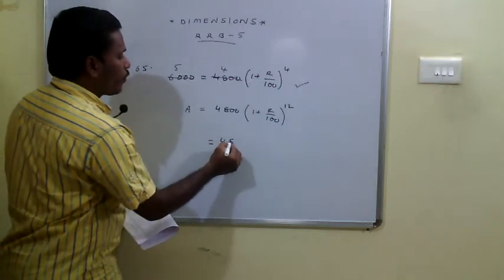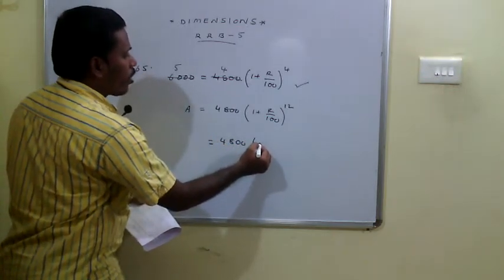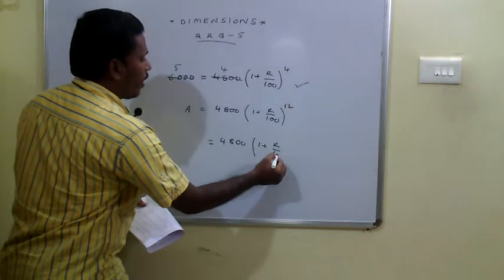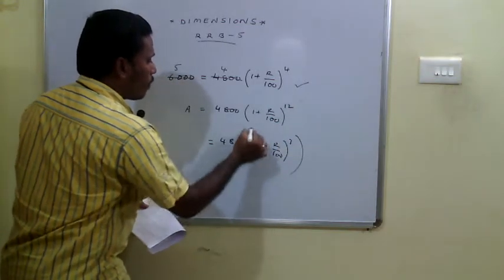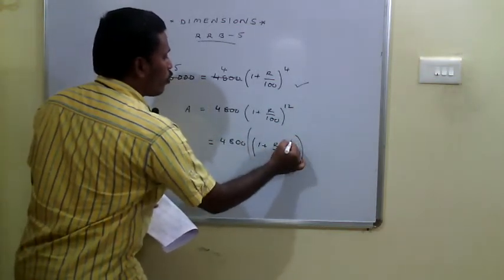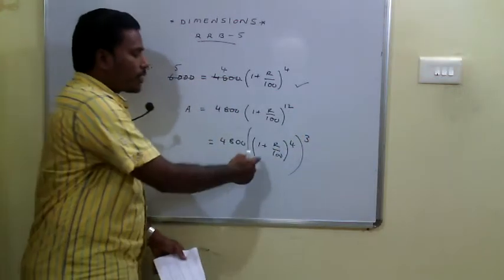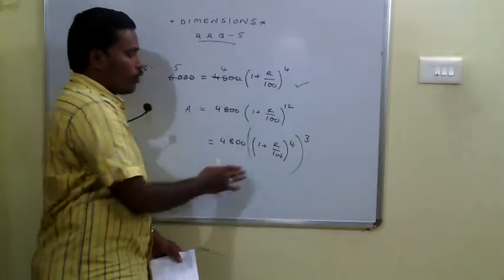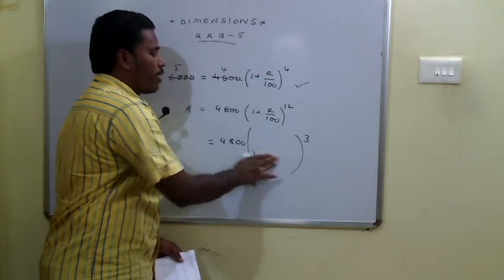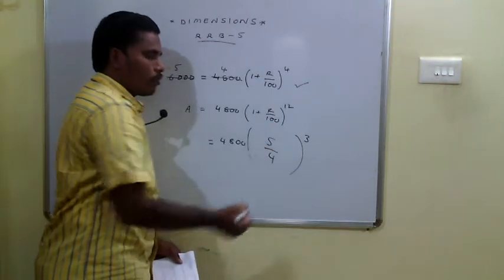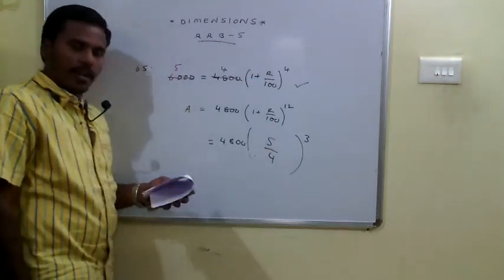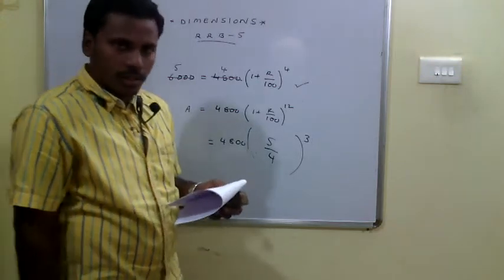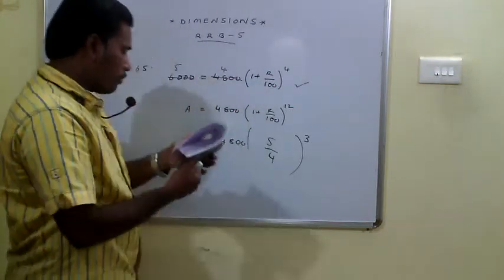We can write it like this: 4800 into (1 plus r by 100 power 4) whole power 3. 1 plus r by 100 power 4 is nothing but 5 by 4. So replace this 1 plus r by 100 power 4 with 5 by 4, and on usual simplification you will get the final answer as 9375. There ends the problem.